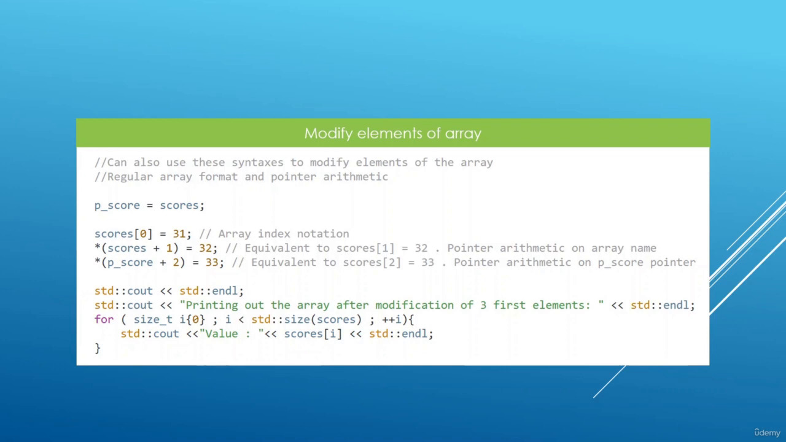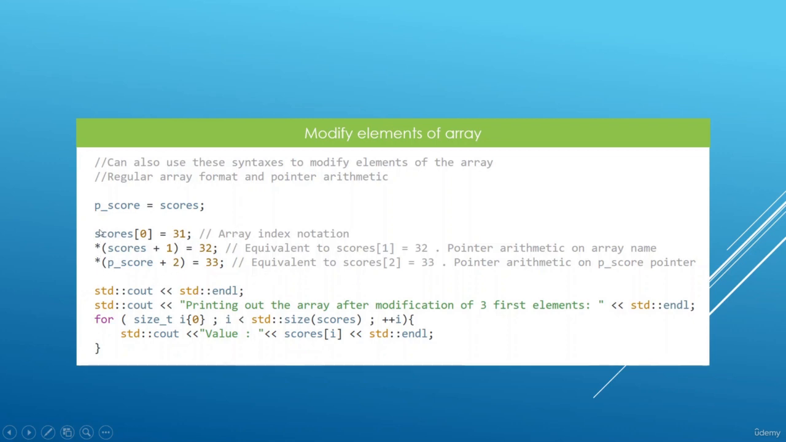Before we head over to Visual Studio Code and play with these things, I also want you to see that you can use pointer arithmetic to even modify stuff. So here we have the same array, and we can use angle brackets to put things in, but we can also use the pointer arithmetic technique to put data in, and it is going to work.